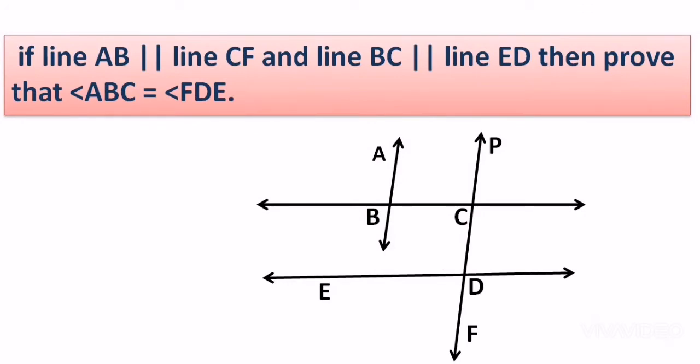Okay, so what does the question say? AB is parallel to line CF, and line BC is parallel to line ED. Nice. I hope you are observing the diagram also, and I need to prove angle ABC equals angle FDE. The way I told you, whenever three-letter names are given, you consider a single letter name for those angles so that your understanding will be much better to solve the sum.